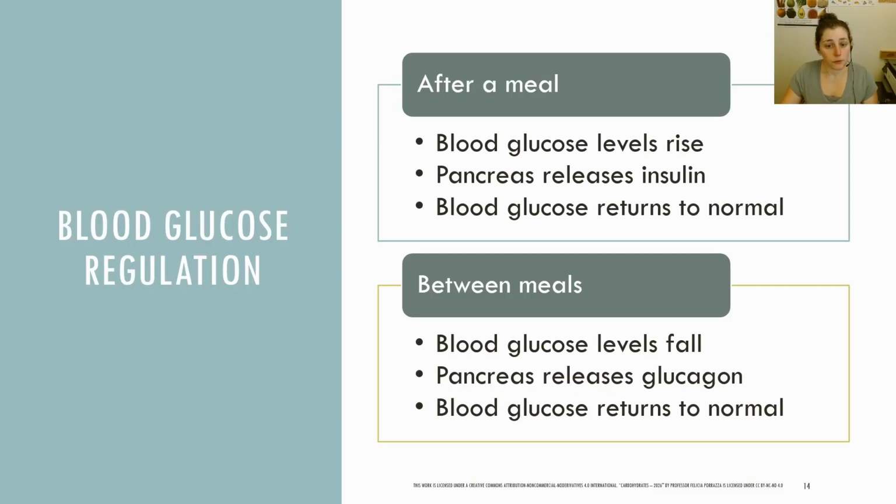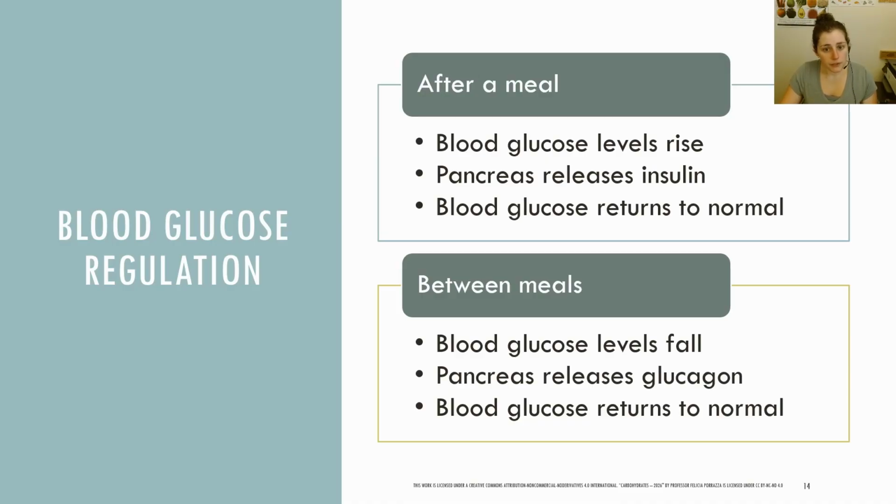Let's talk about glucose regulation in the body. After a meal with carbohydrates, blood glucose levels will rise. Your pancreas will release insulin, which helps to transport glucose into cells to use for energy and also store glucose as glycogen. Insulin is a hormone made by the beta cells of the pancreas. Insulin allows our cells to take glucose in or remove it from the bloodstream and use the glucose to make energy.